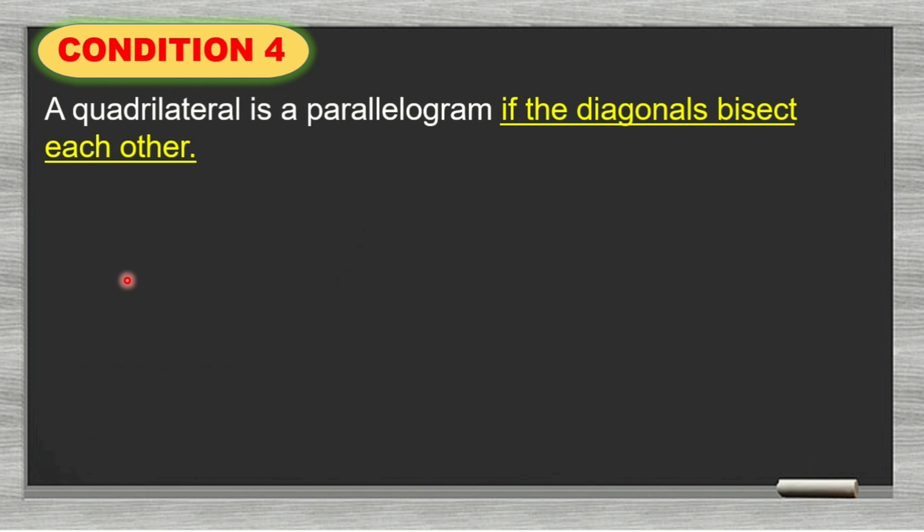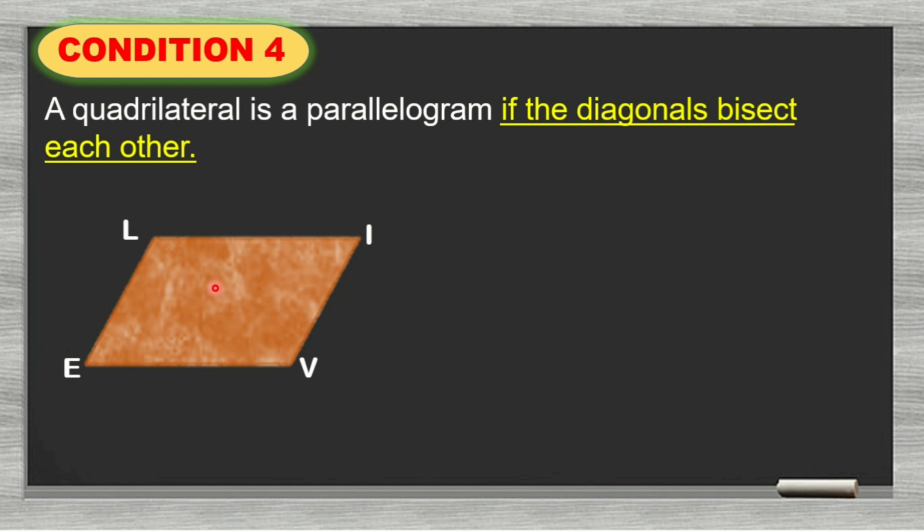A quadrilateral is a parallelogram if the diagonals bisect each other. So let's have an illustration here. Quadrilateral LIVE. Based from our previous video, diagonals, ito ay segment connecting opposite vertices, and every quadrilateral has two diagonals. Kaya dito sa illustration natin, we have diagonal LV and diagonal IE. And as you can see, these two diagonals meet, at ang point of intersection nila ay ito. At tawagin natin itong point O.